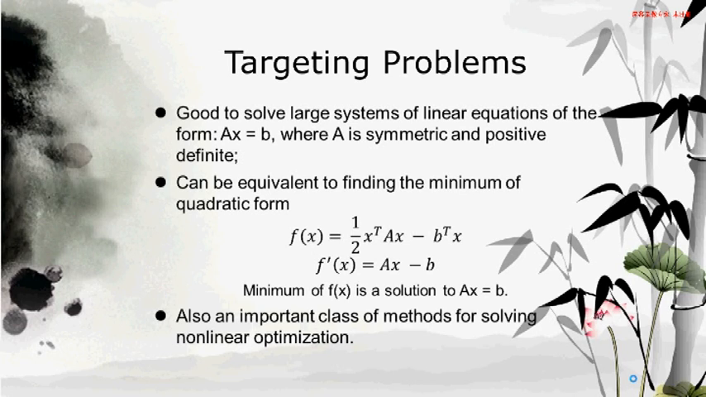Second, as you can see, the conjugate gradient method is equivalent to finding the minimum of this quadratic form. You can also see the derivative of this form, which is Ax minus b. This means the minimum of f(x) is a solution to Ax = b. Besides systems of linear equations, what I want to emphasize is that the conjugate gradient method is also an important class of methods for solving nonlinear optimization.